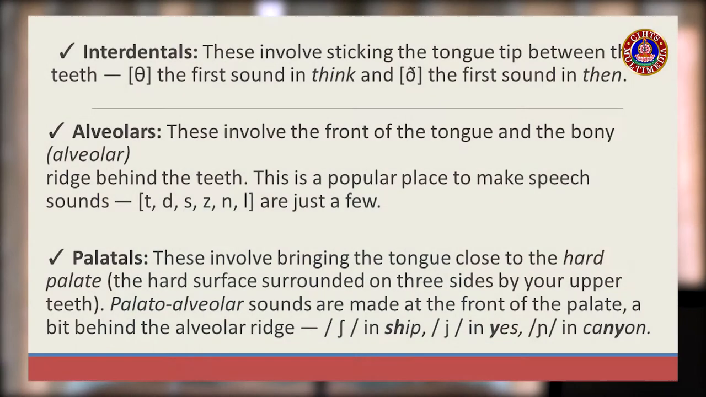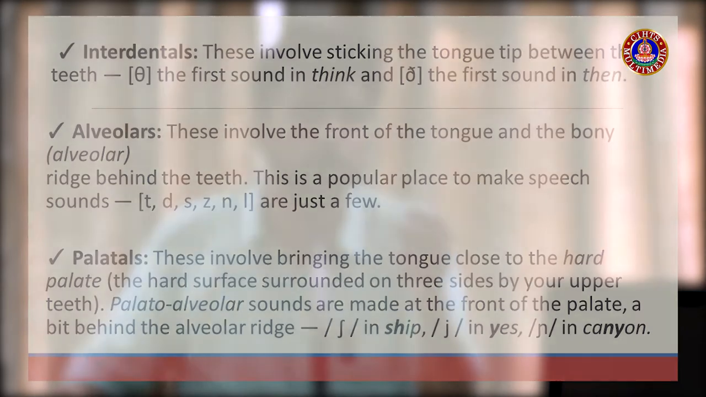Alveolar is again a sound which I have mentioned, just behind your upper teeth you have the ridge, palate ka front. So we call them alveolar, behind the teeth. And all the sounds like t, d, s, z, n, you know, this alveolar position is involved in these.